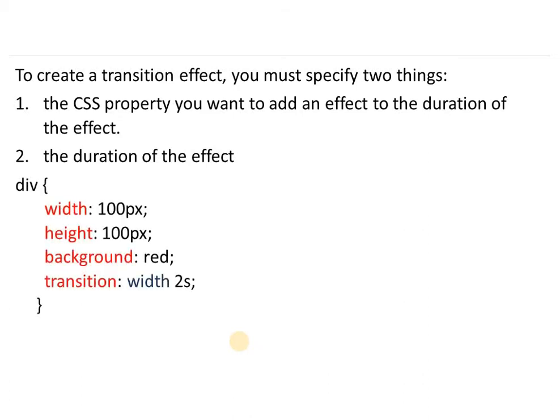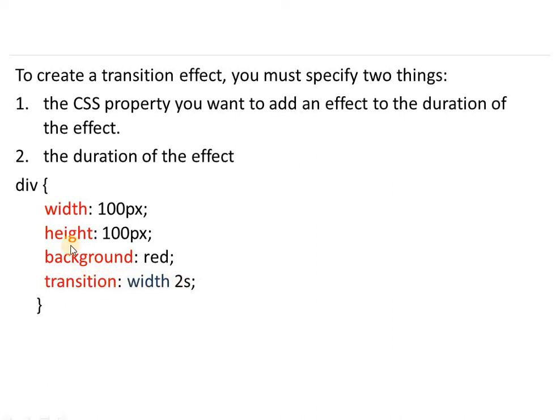Let's see one example over here. There is one div tag, and I have set the CSS properties for the div tag like this: width is 100 pixels, height is 100 pixels, background color is red, and over here I have used the shorthand transition property. The first value is the transition property and the second is the transition duration. In a single property you can add multiple values for different transition properties.